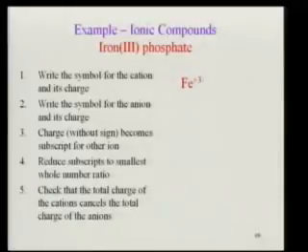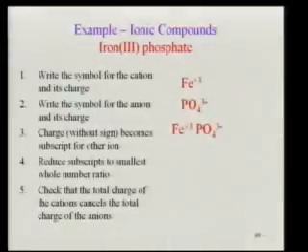What is phosphate? PO4 3 negative. That's right. It was a polyatomic ion. So you would write it as PO4 3 negative. Put them next to each other. Switch them down. You get Fe3PO4.